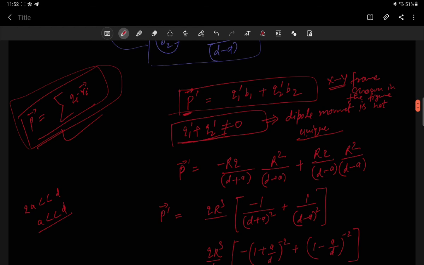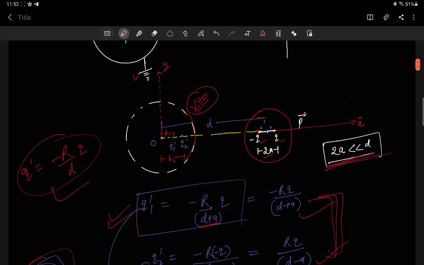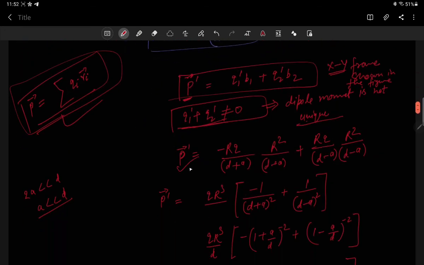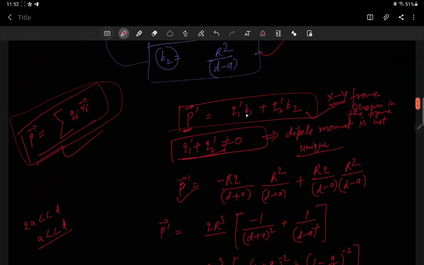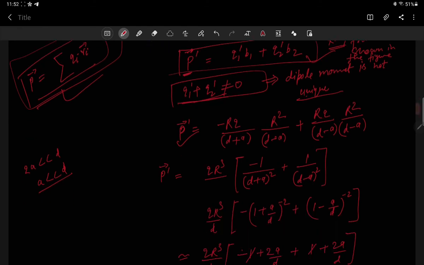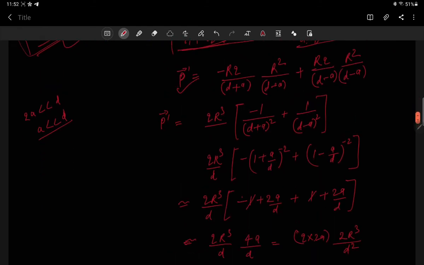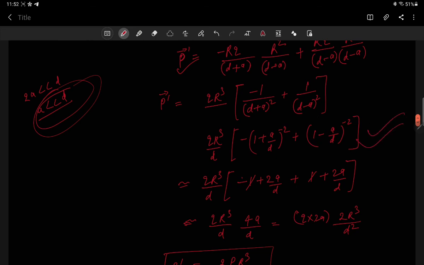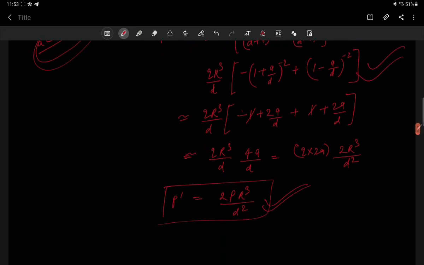Here we have chosen the origin to be the center of this sphere, and in this coordinate system we are calculating the dipole moment. The formula we have used is P prime equals Q1 prime b1 plus Q2 prime b2. In this way we have put in Q1 prime and b1, Q2 prime and b2, and we have used the approximation that a is very much less than d in this step, and thus we have calculated this image dipole. So this is the solution. Thank you very much.